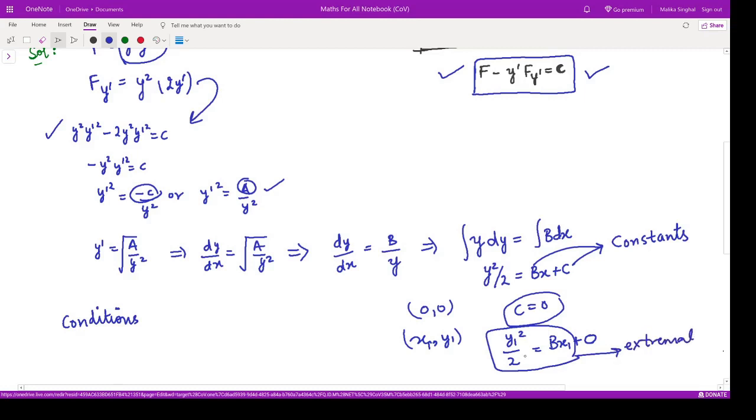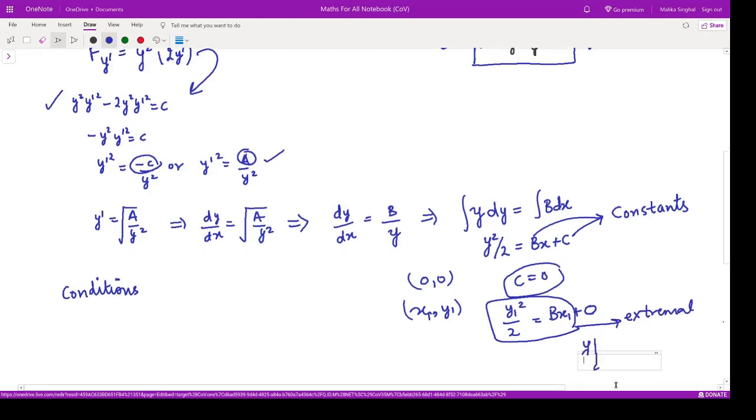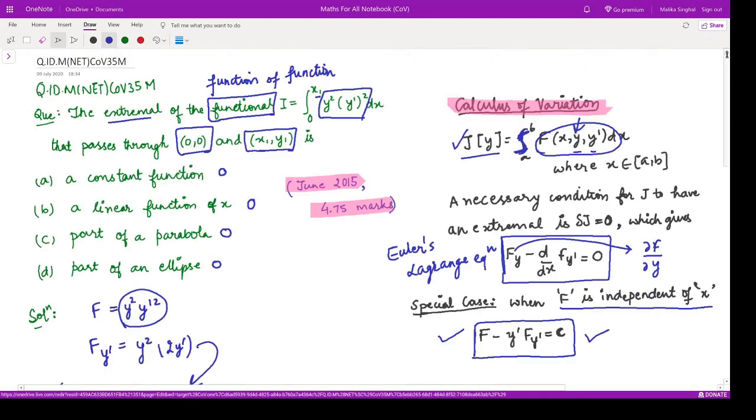Now obviously it has a form similar to our equation of a parabola, which has the form y square is equal to 4ax. So what would be the answer? The answer to this problem would be part C, that the extremal forms a part of the parabola.